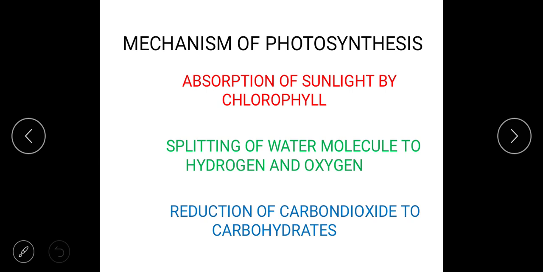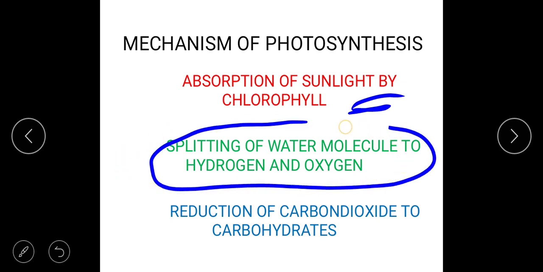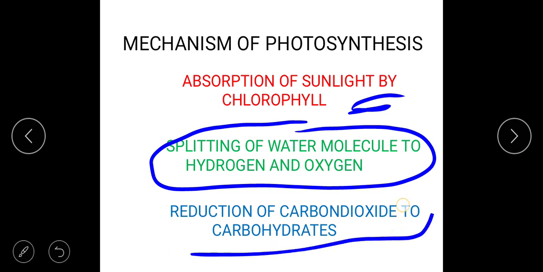Mechanism of photosynthesis. Photosynthesis generally involves three steps. First, absorption of sunlight by the chlorophyll molecule. Second is the splitting, or what we also call photolysis, of the water molecule into hydrogen and oxygen. And the third one, reduction of CO2 to carbohydrates.